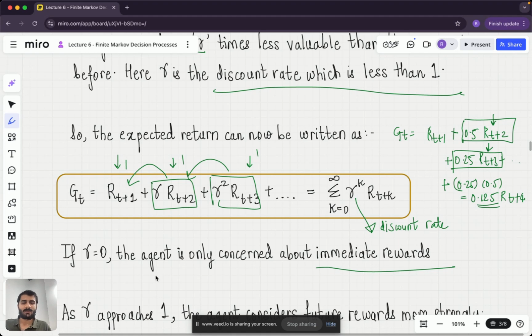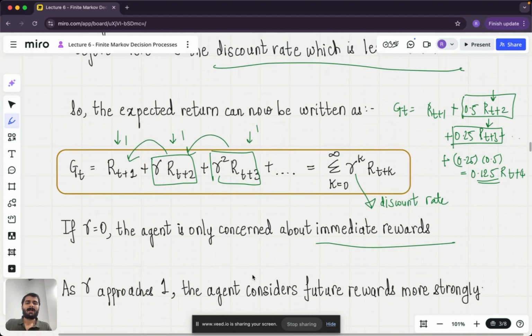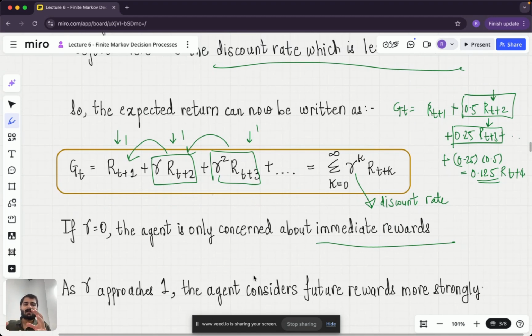Now, if gamma is equal to 0, the agent is only concerned about immediate rewards, because G of t is equal to R t plus 1. And as gamma approaches 1, the agent considers future rewards more strongly. So we can control the importance given to the immediate rewards and the future rewards by controlling the value of gamma. This is the main concept which I want all of you to understand in this section, where we discuss the difference between individual rewards and expected return. And the formulation of expected return is very different for episodic tasks and for continuous tasks as well.